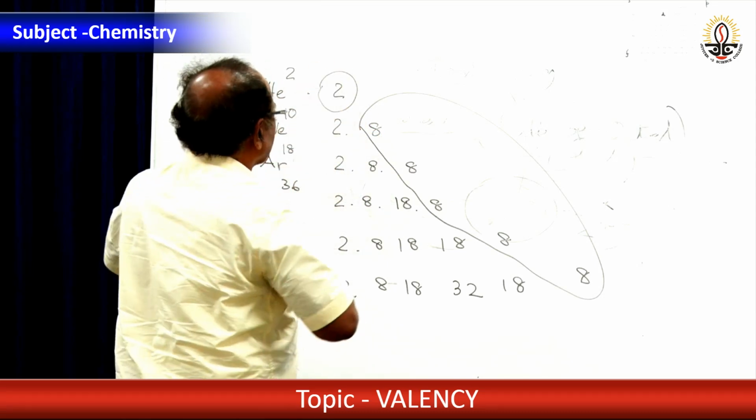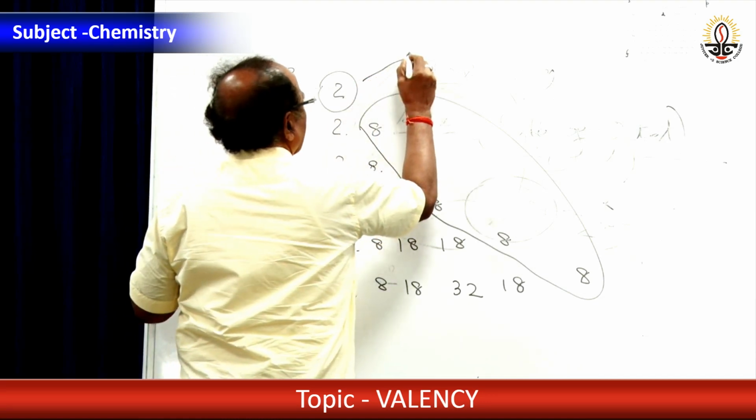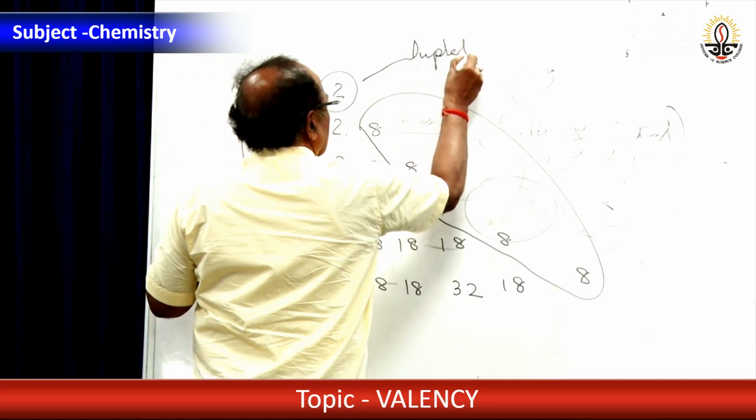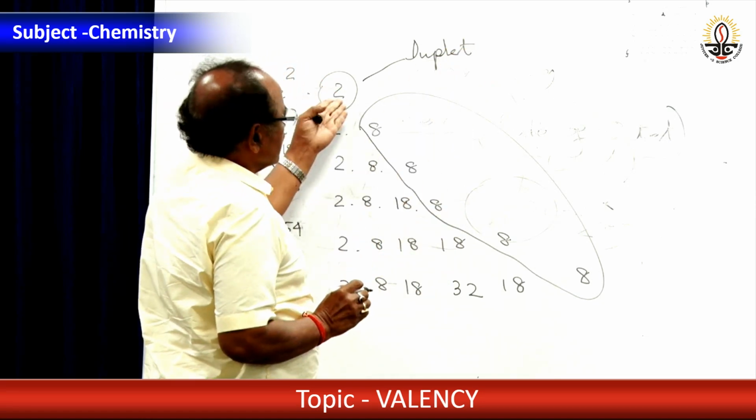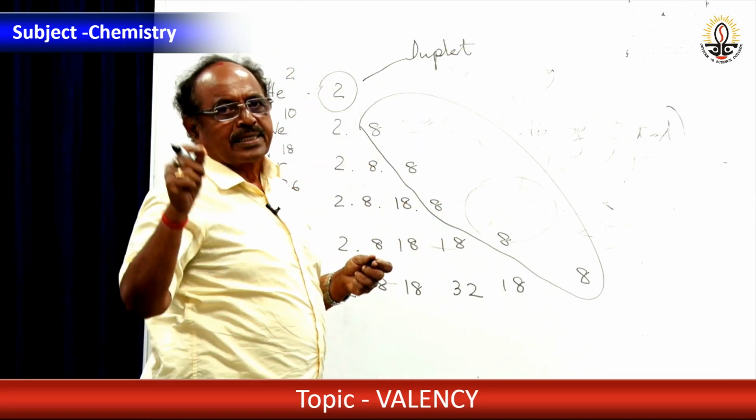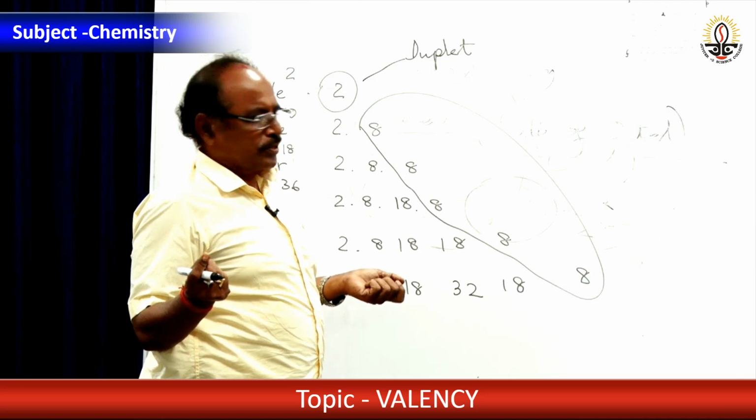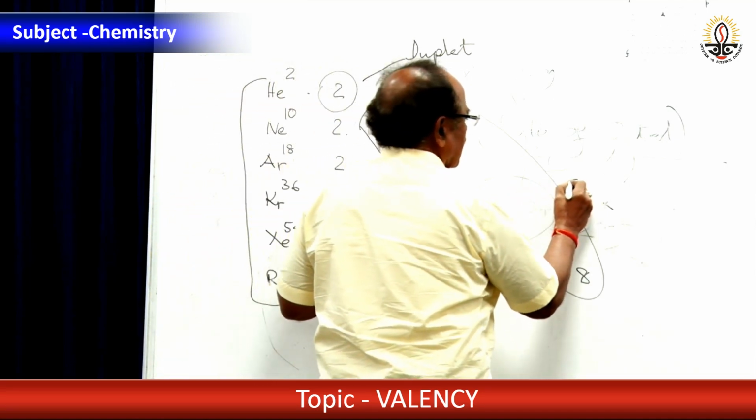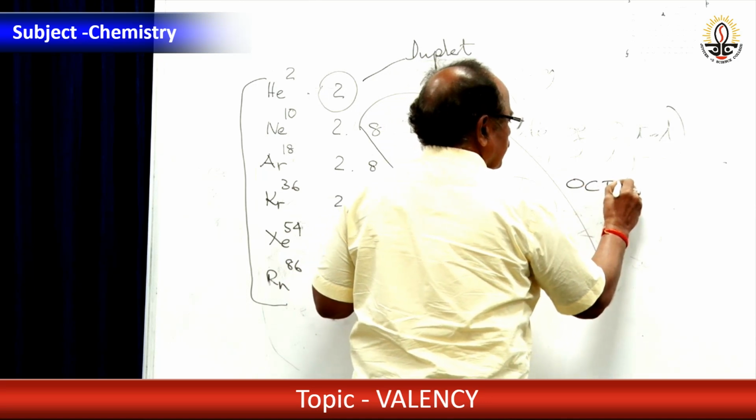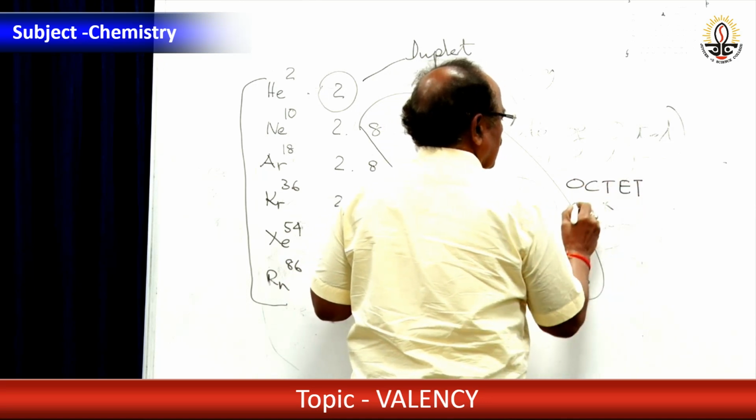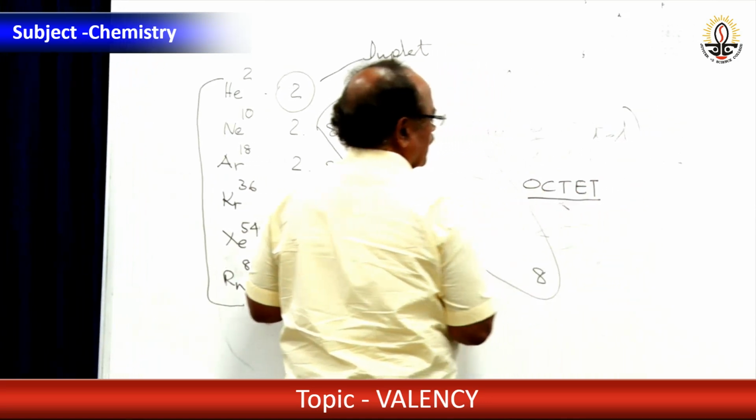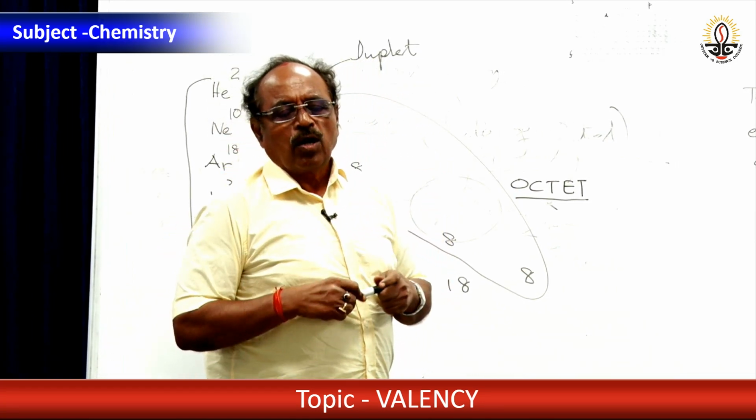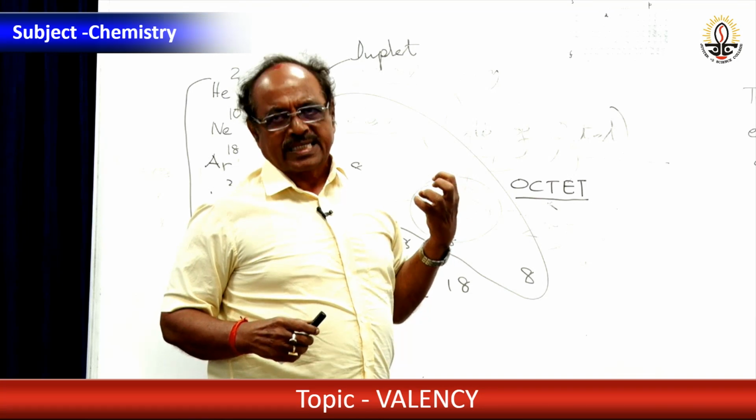Helium has 2 electrons, so this 2 electron arrangement he called a duplet, because helium has only one cell, and the first cell can take only 2 electrons. But all the other elements have 8 electrons, and 8 electrons he called an octet. O-C-T-E-T, octet. Octa means 8. From the word octa, he took the word octet.